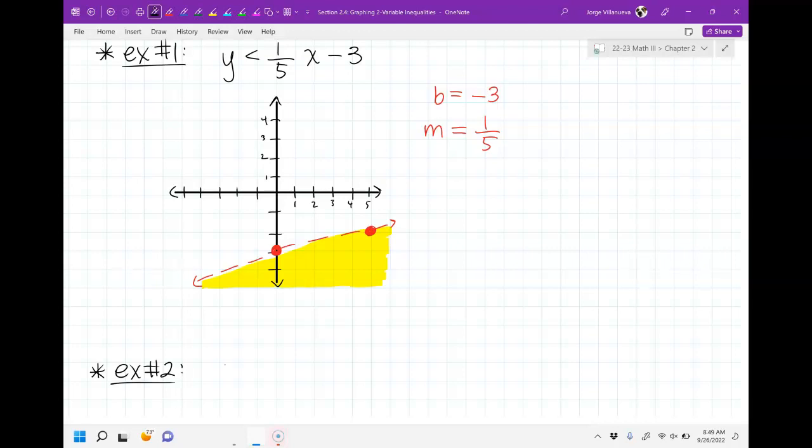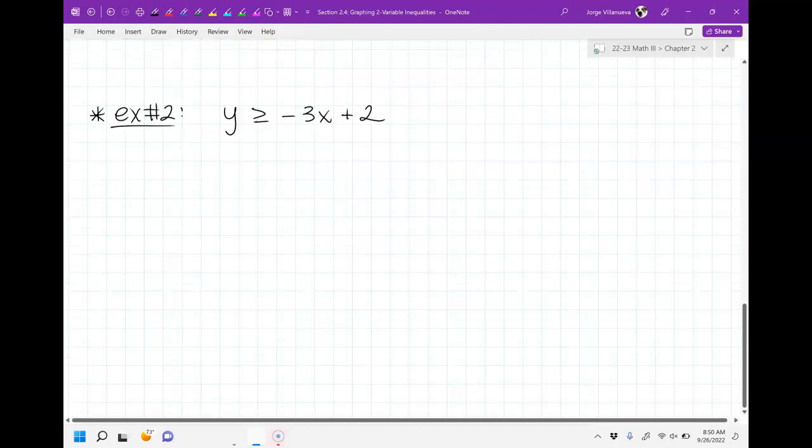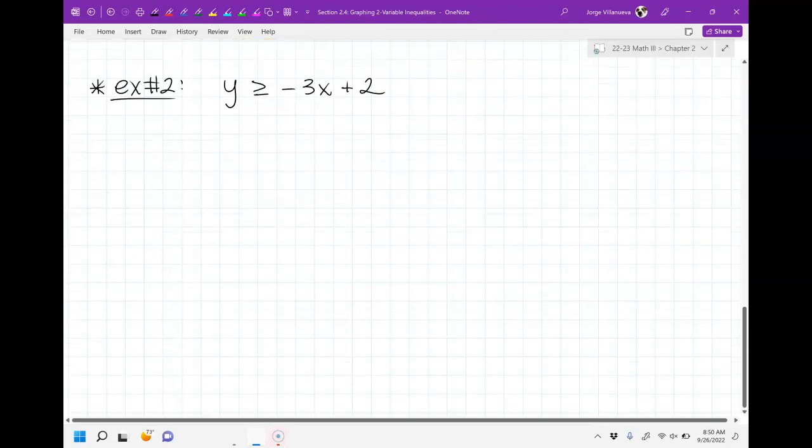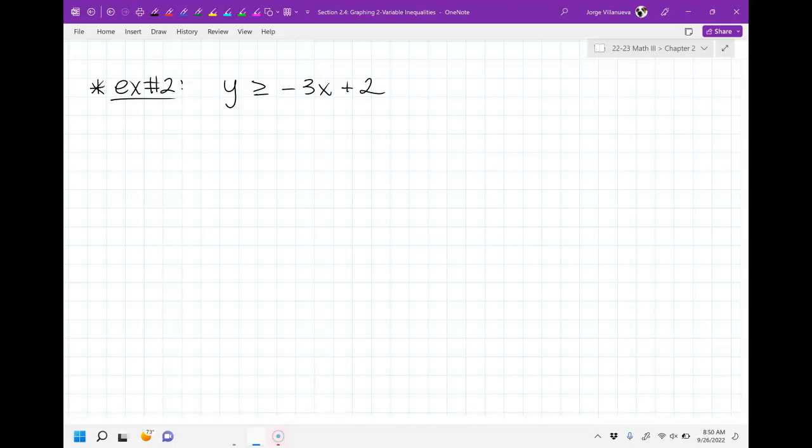So let's try y greater than or equal to negative 3x plus 2. By the way, some of these are going to be homework problems, some of them are not. The first one was a homework problem. Since these problems aren't too difficult to do, I don't want to do too many of them. I'd rather you get a little more practice than less. So y greater than or equal to negative 3x plus 2.